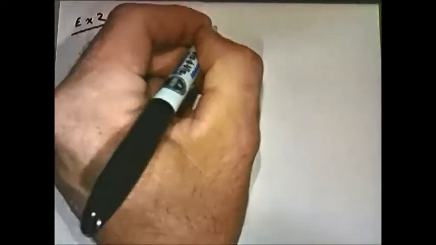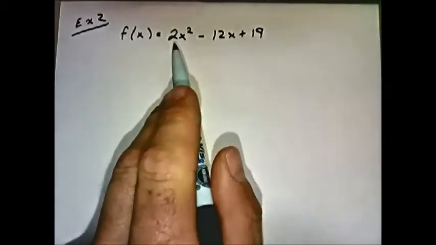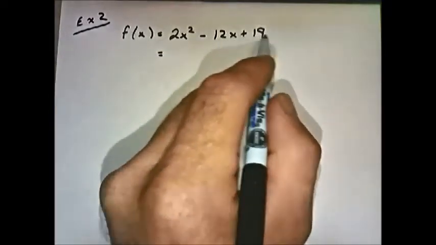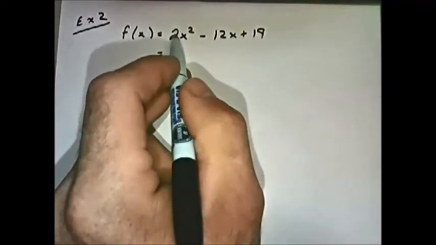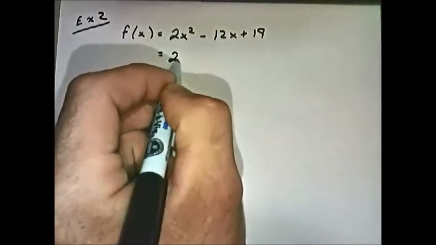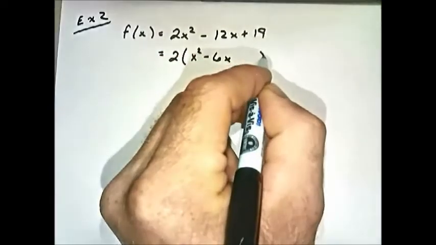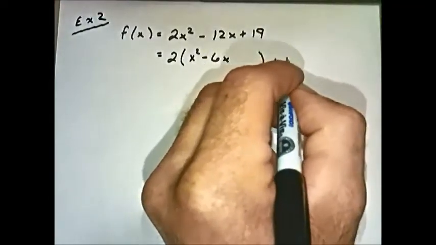In example 2, let's look at an example that has an a value. So in example 2, let's say that f of x equals 2x squared minus 12x plus 19. We're still going to complete the square. So we're going to move this 19 over slightly. But we're also going to factor out this 2 out of the first two terms. So we have 2 times the quantity, x squared minus 6x. Then we're going to leave a space, and our 19 is going to go at the end.